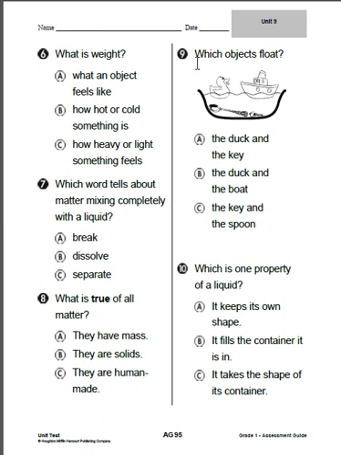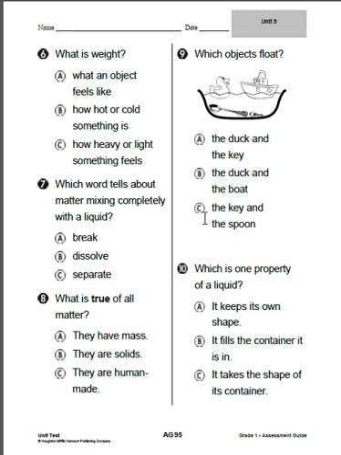Moving up to the top of the next column, number 9 says, which objects float? Here we've got a duck and a boat and a spoon and a key, and I want to know which of these objects are floating. A says the duck and the key. If you think the duck and the key are floating, you'll fill in A. B says the duck and the boat. If you think the duck and the boat are floating, you'll fill in B. And C says the key and the spoon. If you think the key and the spoon are floating, you'll fill in C.